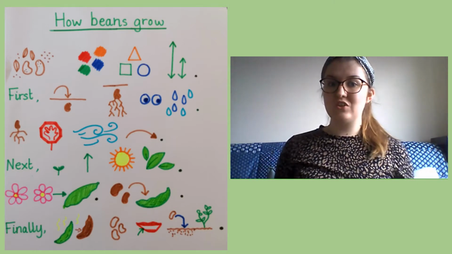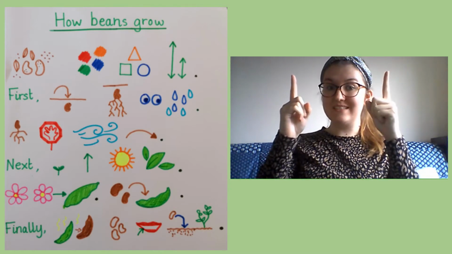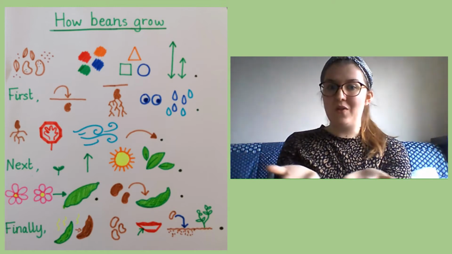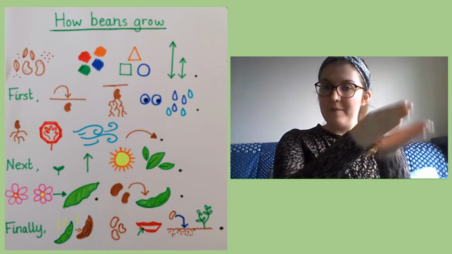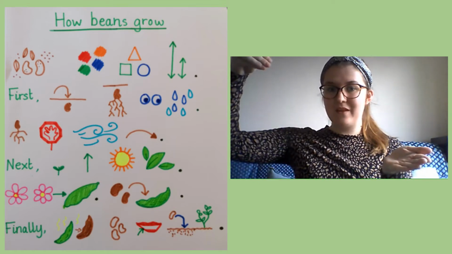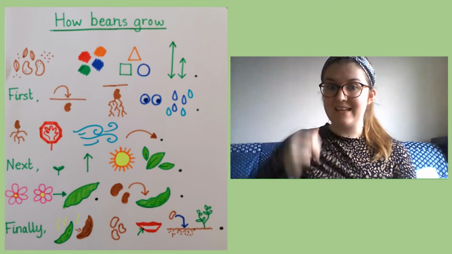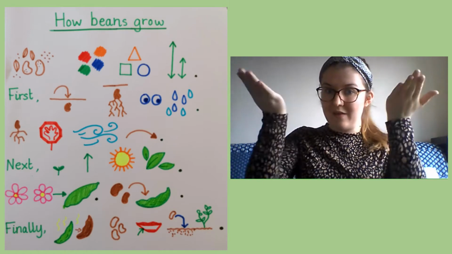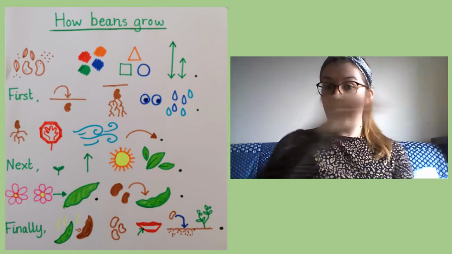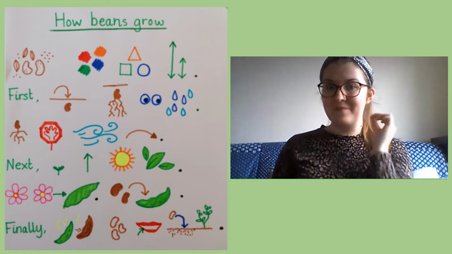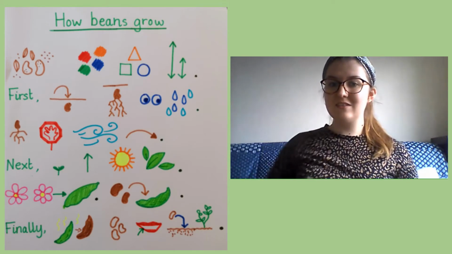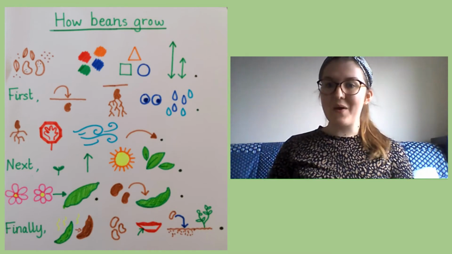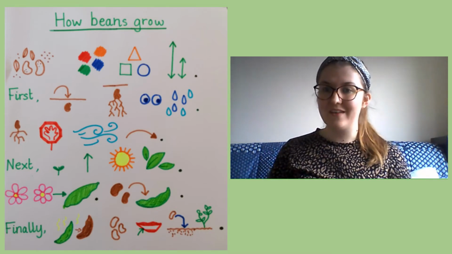Next, the shoot grows up towards the sunlight and leaves appear. Flowers grow on the plant and these develop into seed pods. The beans are inside the pods. Finally, the pods dry out and the beans can be harvested to be eaten, or they fall into the soil so new plants can grow. Have a go at practicing those actions by yourself to learn the text.